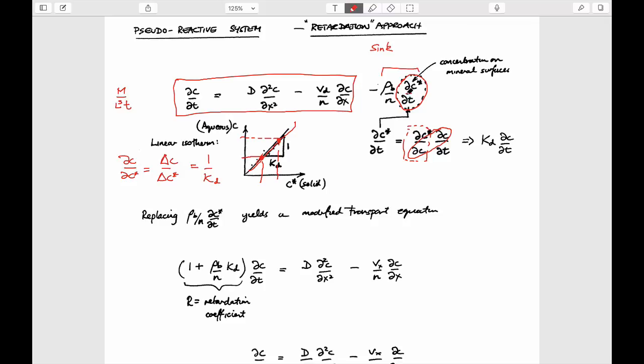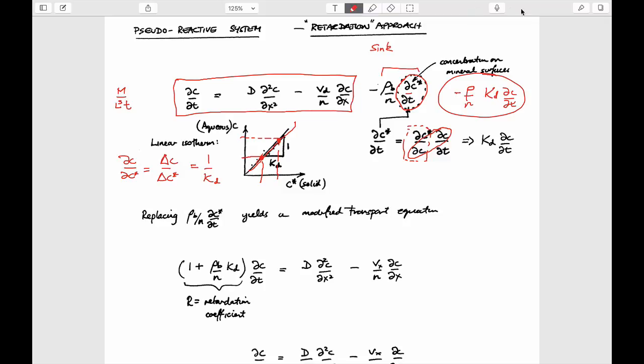So that's the first part. The other part is that now we realize that with this term, so this term on the left-hand side is going to be minus rho over porosity, dc/dt, is going to be equal to kd times dc/dt. So that's what this term will look like.